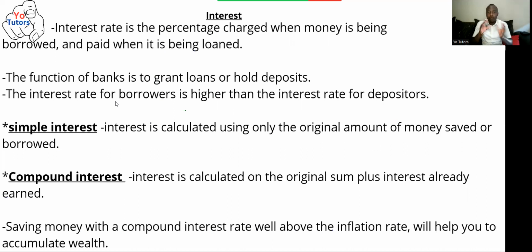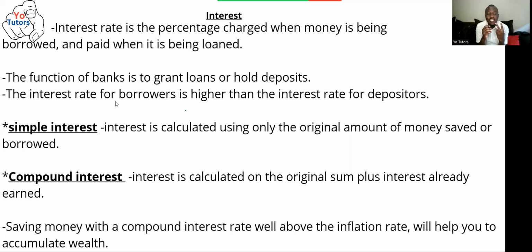Now, what do banks do? Banks lend you money, and you can also invest with banks. When you invest with them, your money increases, but it doesn't increase the same way as when you borrow, because they want to make a profit. So the interest on borrowing and the interest on investing are different. It's higher when you're borrowing.